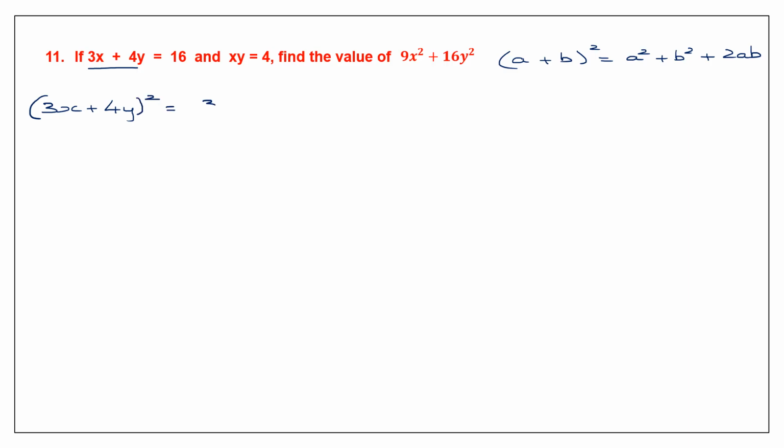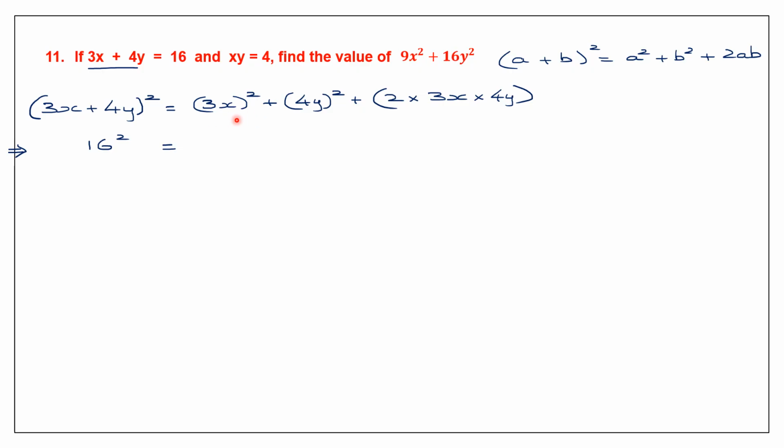So that is a square, which is 3x, the whole square, plus b square, which is 4y, the whole square, plus 2ab, that is 2 into a, which is 3x, into b, which is 4y. Now let's simplify this. Here 3x plus 4y is given to us as 16. So let's substitute for this and write 16. So this is 16 square is equal to, now here 3x the whole square.